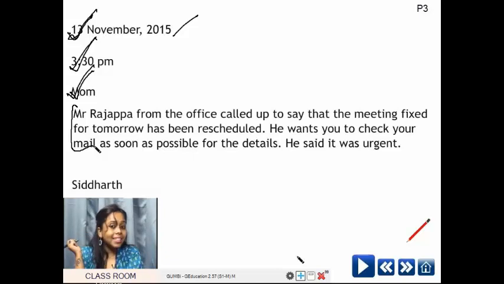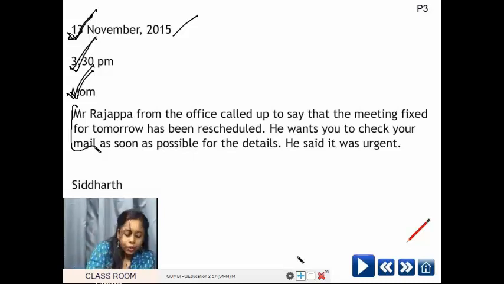And last, some name I can see. Whose name is it? The name of the person who's writing the message. Can you tell me who is writing the message here? Very good. Siddharth. Yes, Siddharth leaves a message. Siddharth writes a message for his mother.